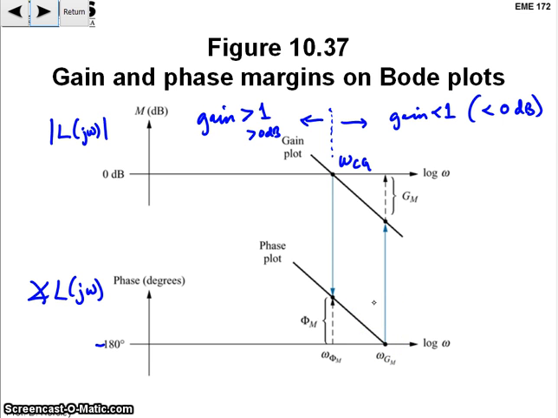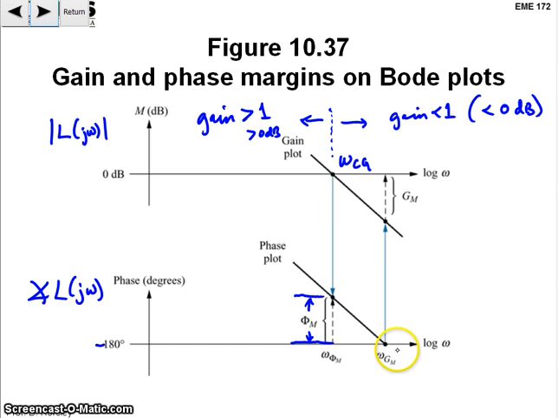And the difference between the actual phase and minus 180 degrees is the phase margin. If we look at this picture here, maybe this is 30 degrees, meaning that the phase is at minus 150 degrees at the gain crossover frequency. Something could go wrong with our system that would add some additional phase lag, and as long as that additional phase lag isn't 30 degrees at this crossover frequency, the system will be stable.